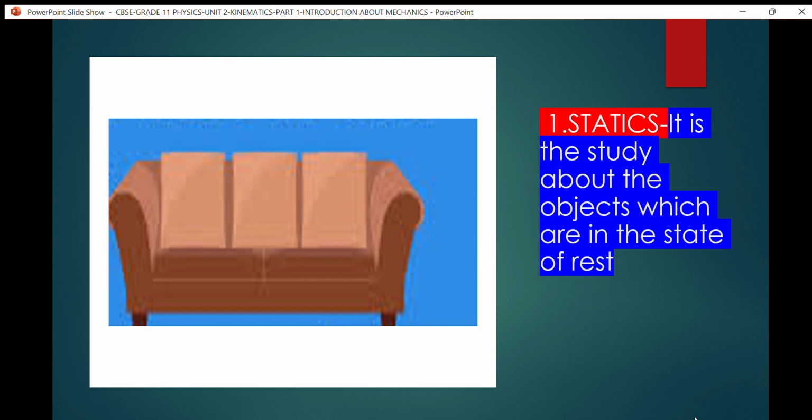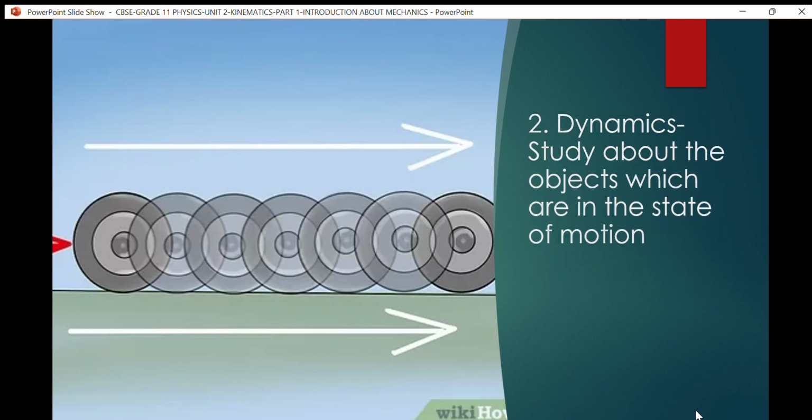For the objects which are in the state of rest, you can give more examples. For example, the table or the chair which is in the state of rest comes under statics. Here the bodies are not moving, so their position is not changing with respect to time. Then we say the body is in the state of rest. So all these objects which are in the state of rest are coming under statics. Okay, that is one part of mechanics. Now we will see the second part of mechanics, that is called dynamics.